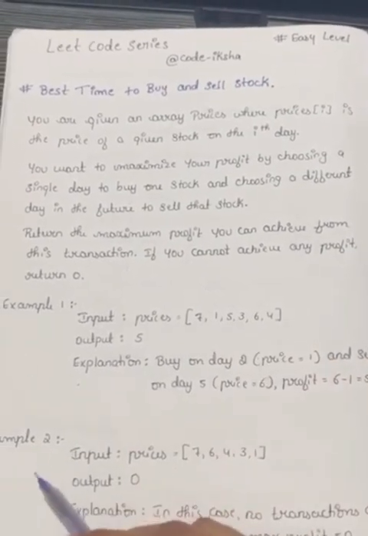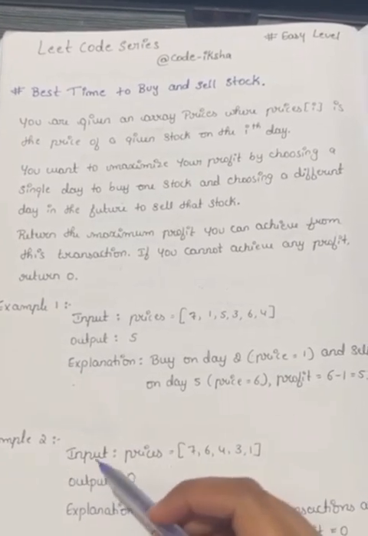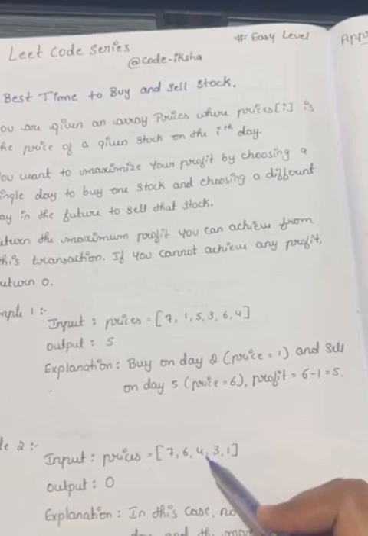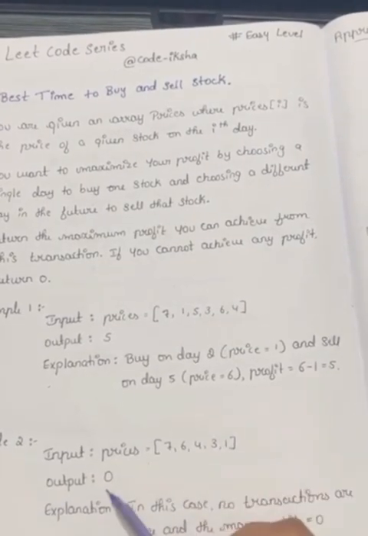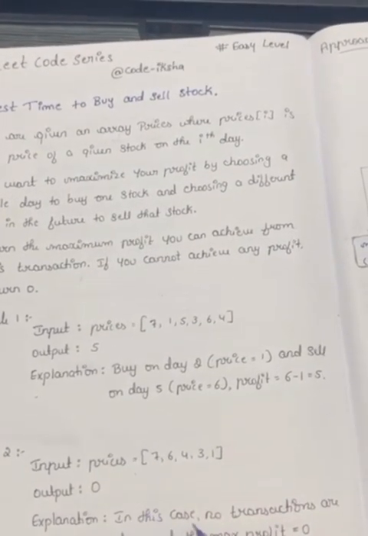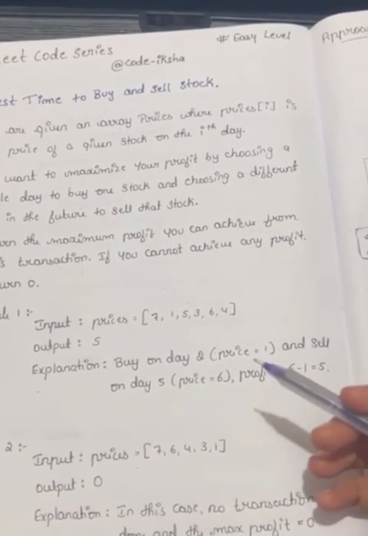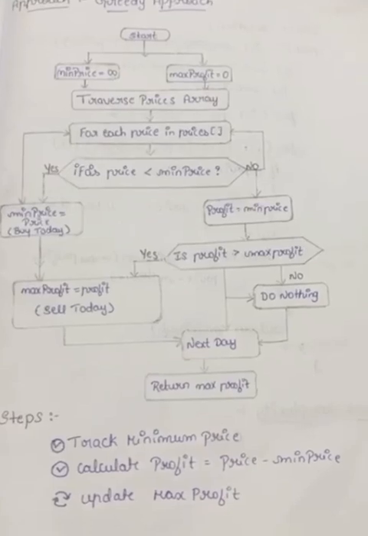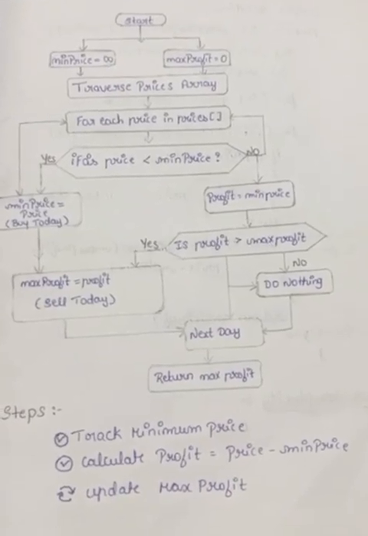Then I've taken another example, example 2, in which my input is prices equal to 7, 6, 4, 3 and 1. It returns the output as 0 because in this case no transactions are done and the maximum profit is 0. To solve this I have chosen the approach called the greedy approach.